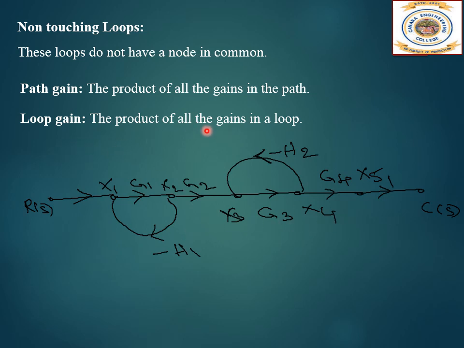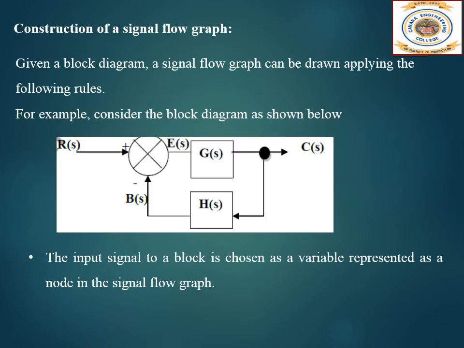Loop gain is the product of all gains in a loop. So here, if I consider the loops, the first loop is G1 minus H1, and here G3 minus H2. So that is the loop gain. If I write it over here, the path gain will be G1 G2 G3 G4. Loop gain: if I consider two loops, L1 is minus G1 H1, and another loop L2 is minus G3 H2. So this is the path gain and the loop gain.